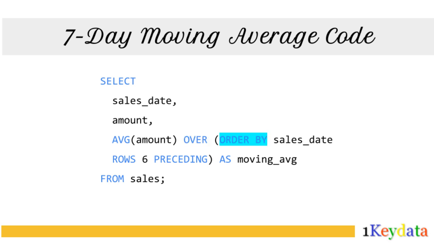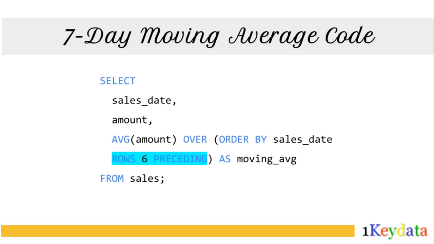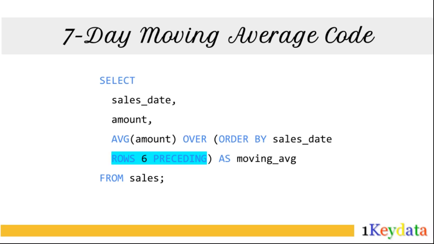ORDER BY sorts the data by sales date, ensuring that the moving average is calculated sequentially. ROWS 6 PRECEDING defines a sliding window of 7 rows. For each row, the function includes data from the current row plus the previous 6 rows to compute the average.